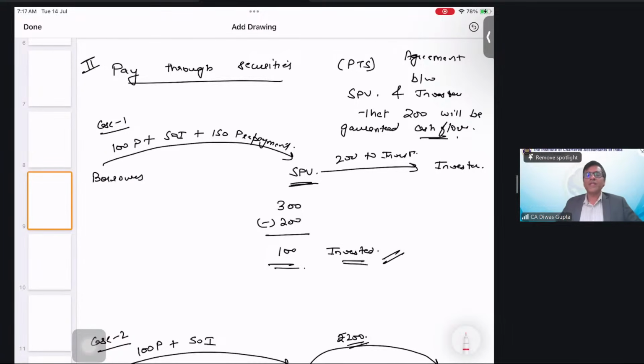Now, pay-through securities, students. Pay-through securities are somewhat independent of the cash flows of the borrower and the SPV. The way it will work is, let's say there is an agreement between SPV and investor that 200 will be a guaranteed cash flow to the investor. Now, the borrower will pay whatever amount they want to pay to the SPV, let's say 100 of principal, 50 of interest, and 150 of prepayment. Correct? So essentially they will end up paying 300 rupees to SPV. But since SPV has committed only 200 rupees to the investor, SPV will pay 200 rupees to the investor. And the balance 100 rupees, it will invest in some other part of the business.